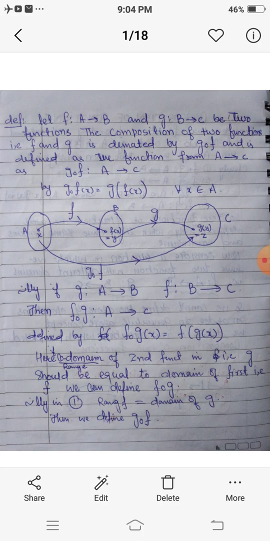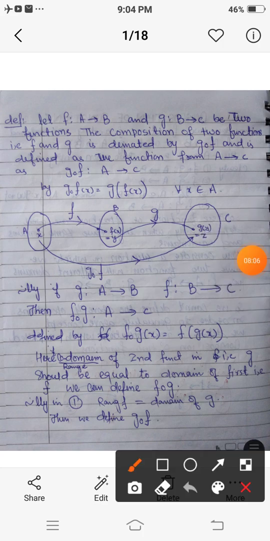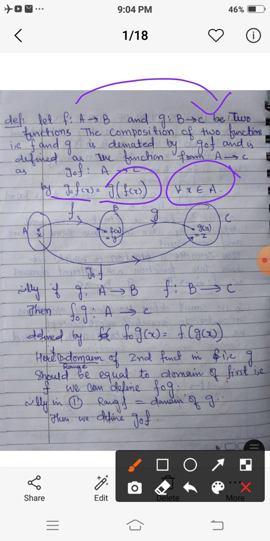Now how to define the composition? Let f from A to B and g from B to C be two functions. Then the composition of these two functions, f and g, is denoted by g o f, that is gof, and is defined as a function from A to C, defined by (g o f)(x) = g(f(x)) for all x belongs to A. So this means that this composition function g o f has as its domain the domain of f, the first function, while its codomain is the codomain of the second function. That is how to define the composition.